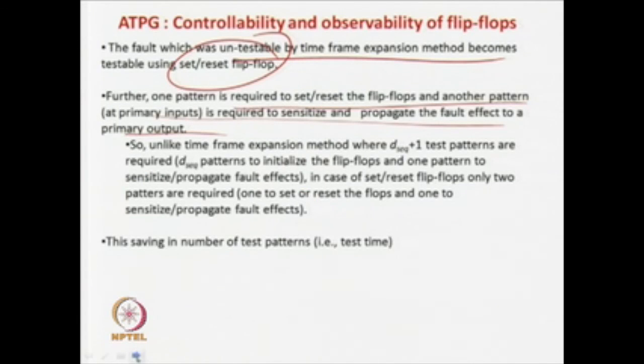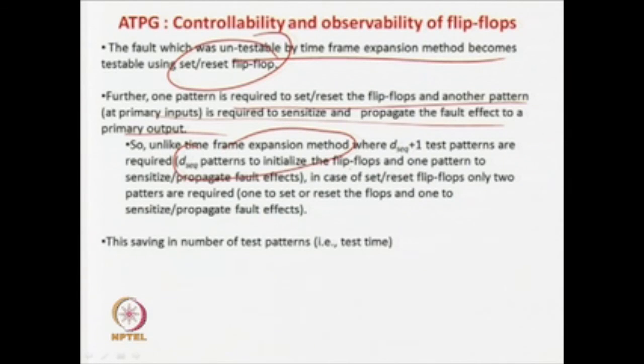So indirectly, if you have set and reset lines in your flip flops, one pattern will be required to set and reset the flip flop as required for your secondary inputs and secondary outputs. Secondary input controllability you can directly get by setting and resetting the flip flops using the set reset pins, and now one pattern is required to be applied which will sensitize the fault and propagate the value to the output of some flip flop.